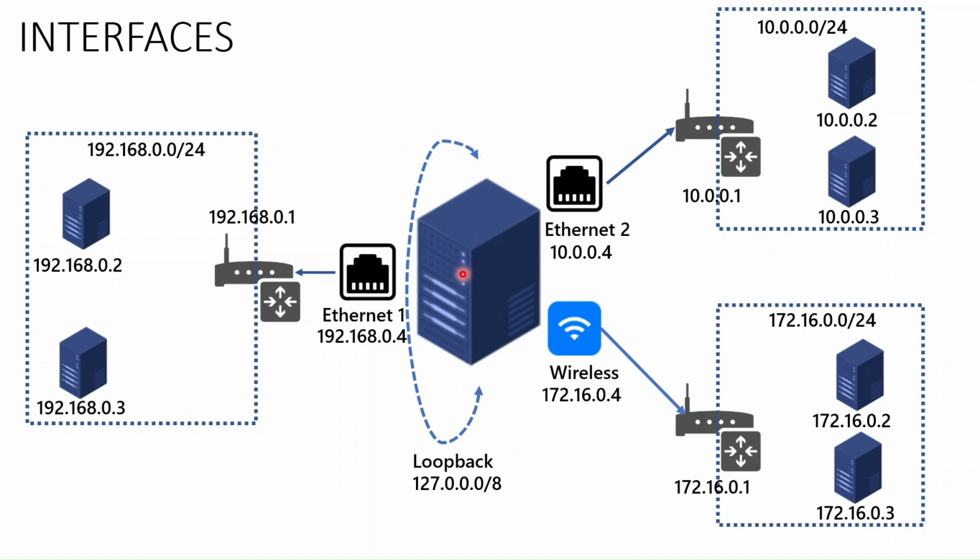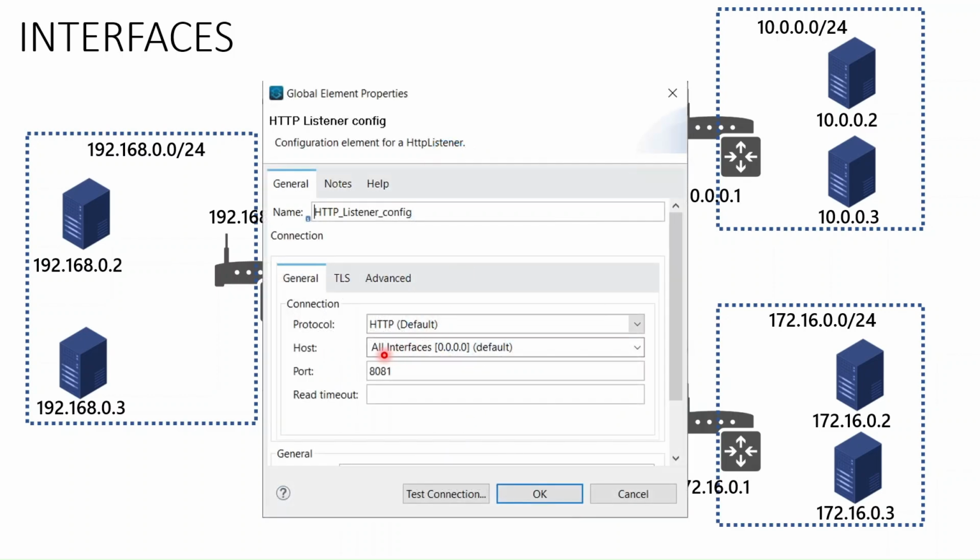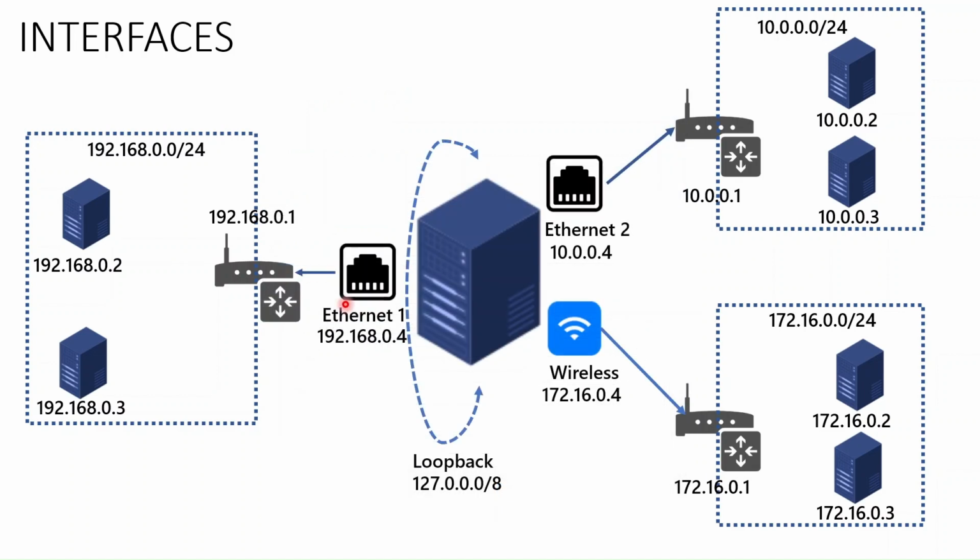Now coming to our HTTP listener config. If we deploy a Mule application with an HTTP listener config that listens on all interfaces of the server, it would mean that the Mule app will be accessible on the interface Ethernet 1 using the IP address 192.168.0.4, Ethernet 2 using IP address 10.0.0.4, and wireless using the IP address 172.16.0.4, and finally the loopback using an IP address within 127.0.0.0 with a CIDR notation of 8.